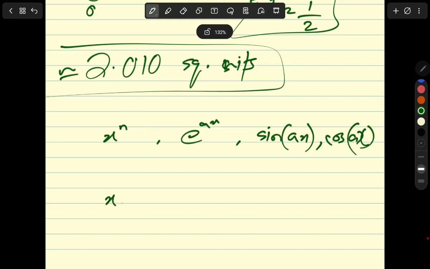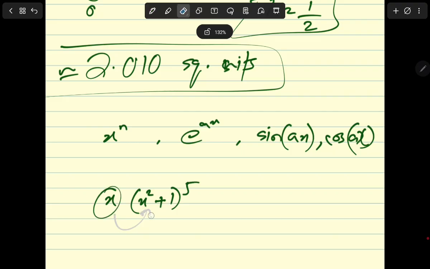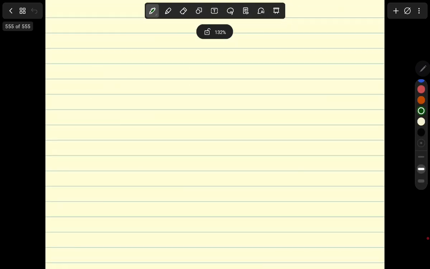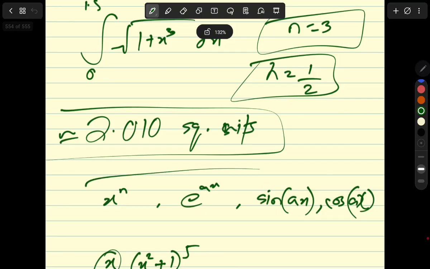Now, if you have something like x times e to the power of x squared plus 1, this is sort of the derivative of the inner function. So substitution is what you need to do. Now, here you are not doing substitution directly, but the result that you get is a form of substitution, right?